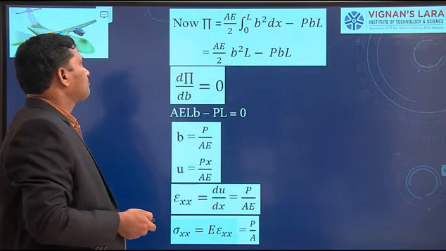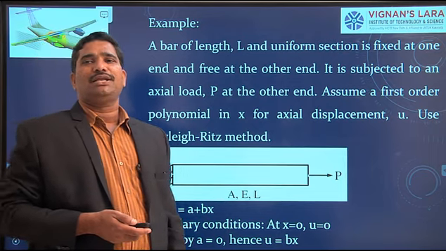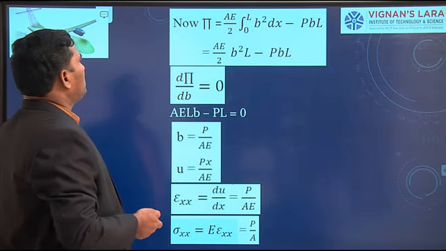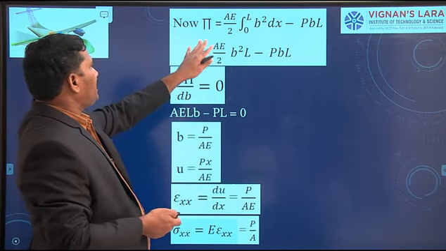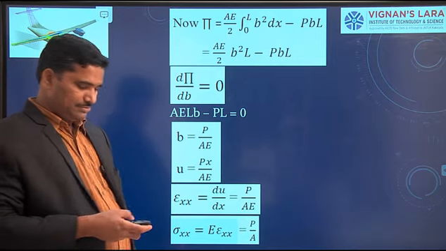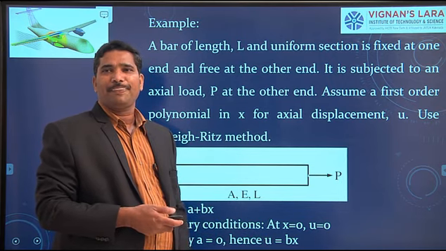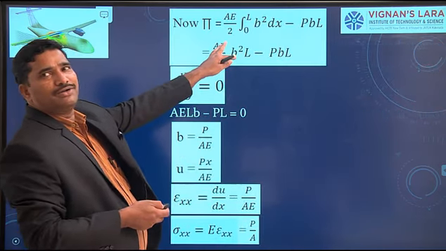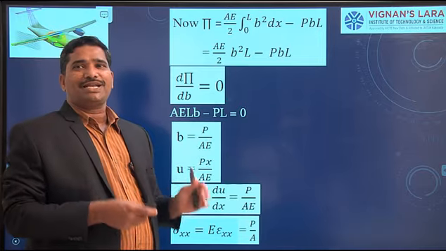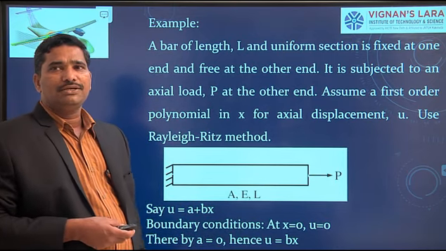Okay? Now, once you get the displacement function u equal to bx, determine the total potential energy. Again, phi equals the strain energy plus work potential. So now phi equals, as I said in the previous class, AE by 2 into the integral, as x varies from 0 to L, of epsilon square. What is epsilon? du by dx. Therefore, if you differentiate this with respect to x, you get b. Hence, I write b in place of epsilon. So, b square into dx, minus work potential. What is the force acting at the other end? It is P, into displacement.